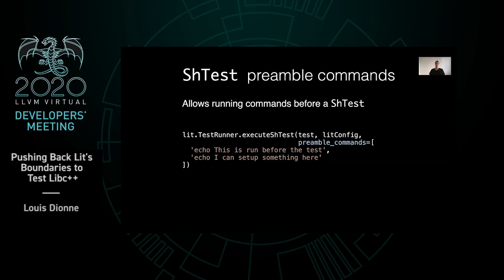And finally, like I said before, previously it wasn't possible to pass arbitrary commands to ShTest. It would just read whatever is in the file. But the preamble commands parameter was added, and now you can pass basically arbitrary commands to inject at the beginning of the ShTest, which is useful for authoring custom test formats on top of the ShTest format. So that's a tiny improvement, but that is quite powerful.